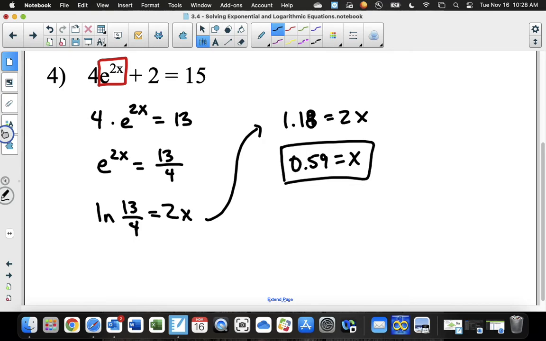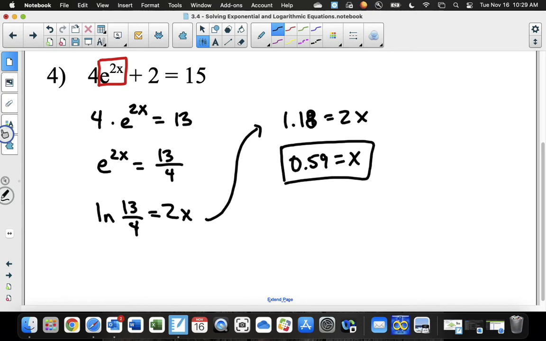When we were graphing exponential functions, what do we say the domain is all the time? All real numbers, right? The reason I bring that up is that means x can equal anything. Positives, negatives, 0, doesn't really matter. I don't really have to worry about what x equals. It equals whatever you end up with.